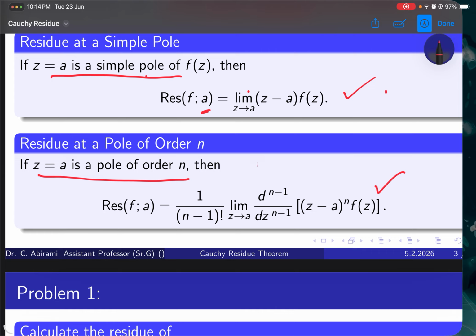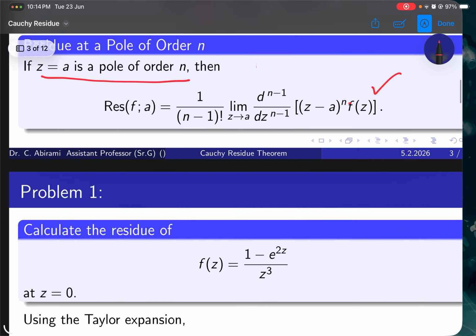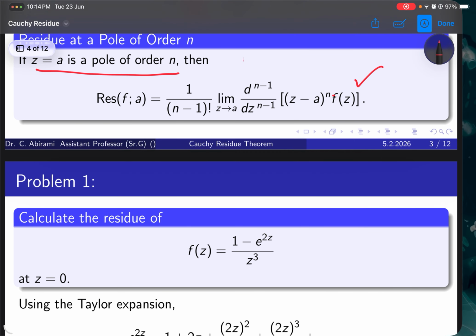1 by n minus 1 factorial, limit z tends to a, d power n minus 1 divided by d z power n minus 1, z minus a the whole to the power n f of z. Using this, we are going to solve the problem. So first we are going to discuss one problem related to Cauchy residue theorem.